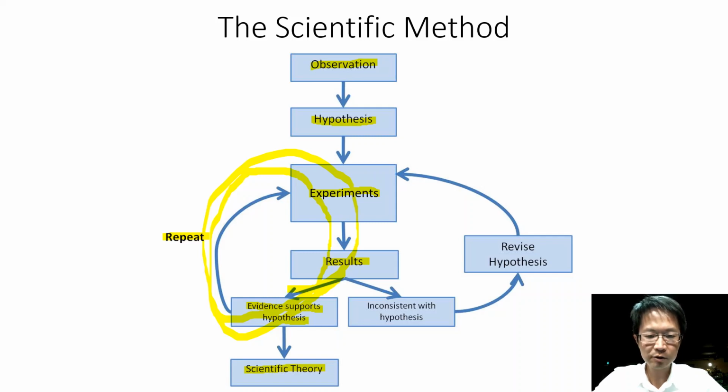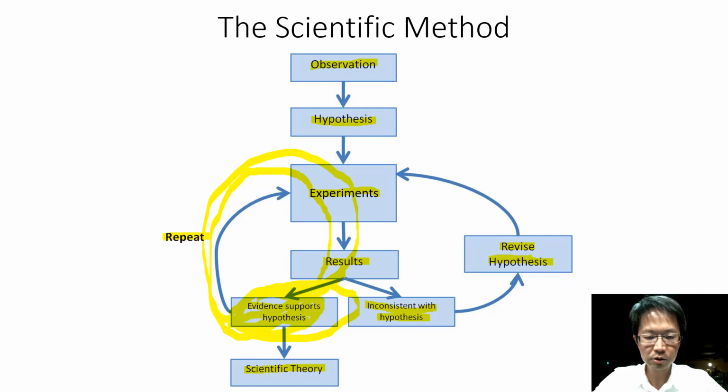On the other hand, if the result is not consistent with the hypothesis, then what happens? The scientists will revise the hypothesis and then repeat the experiment. When they revise the hypothesis, the scientist can also revise the experiment as well. He can change the experiment to make sure, and hopefully they will get a result that is consistent with and supports the hypothesis.